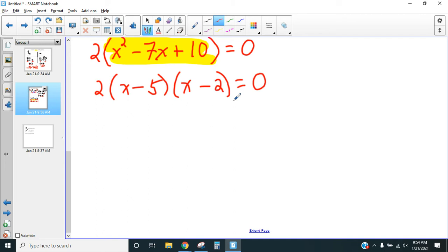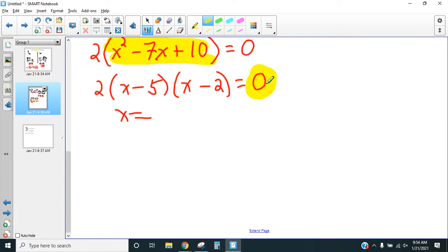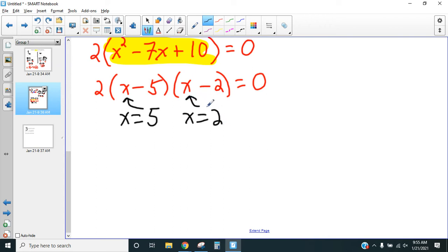But are our answers negative 5 and negative 2? Who remembers what we did then? We did one little twist at the end. Remember, our goal is to figure out what makes the equation equal 0. So what makes this first group of parentheses equal 0? Positive 5. X has to equal positive 5, doesn't it? Because then 5 minus 5 would be 0. And then what does X have to equal here? Positive 2.